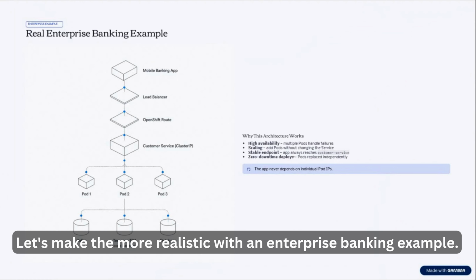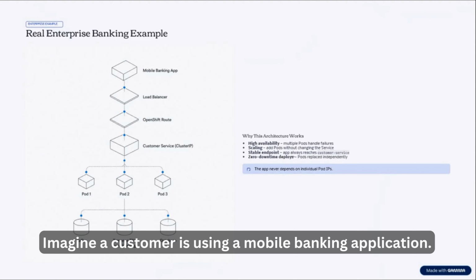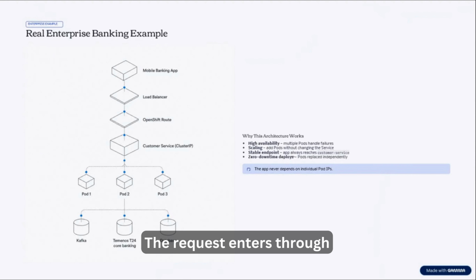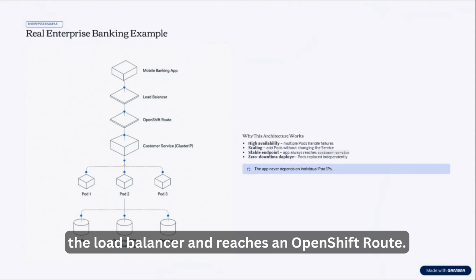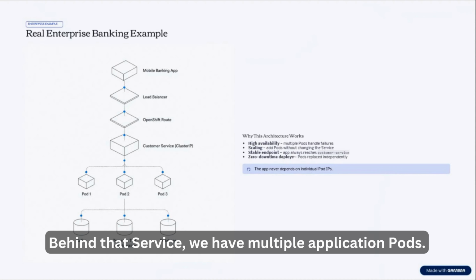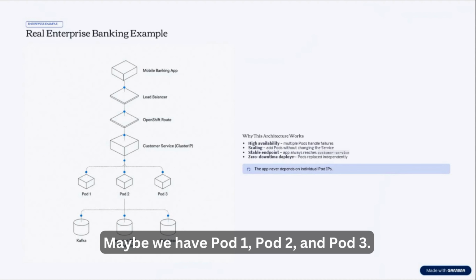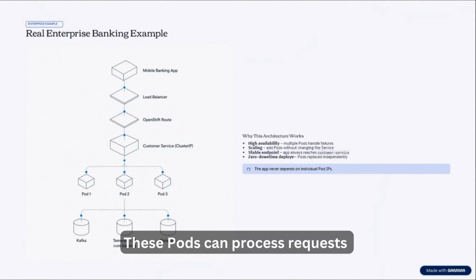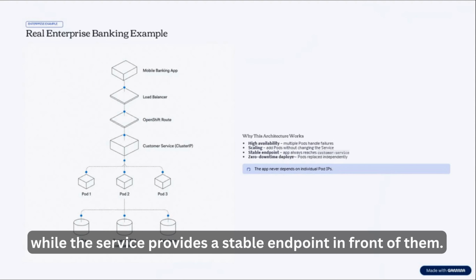Let's make this more realistic with an enterprise banking example. Imagine a customer is using a mobile banking application. The request enters through the load balancer and reaches an OpenShift route. The route forwards the request to the customer service. Behind that service, we have multiple application pods. Maybe we have pod 1, pod 2, and pod 3. These pods can process requests while the service provides a stable endpoint in front of them.